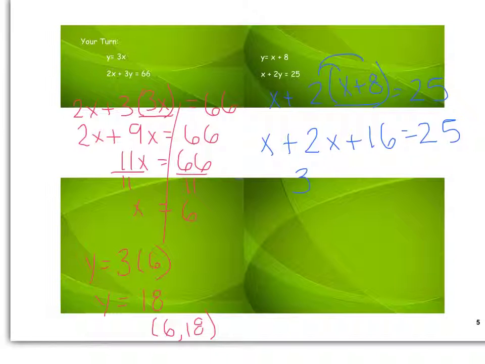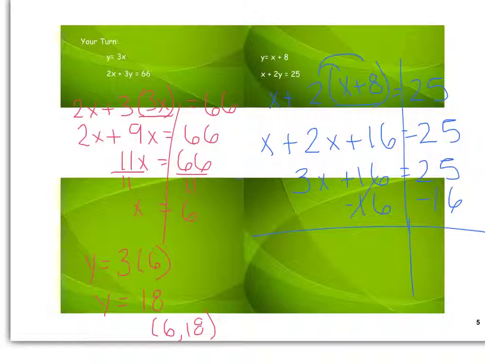So we've got x plus 2x is 3x, plus 16 equals 25. We want to get this x by itself, so I'm going to subtract 16 from both sides. Cancels there. 25 minus 16, we get 9 equals, we've got a 3x left over here. To get that x by itself, it's separated with multiplication, so we need to divide. X equals 3. Now, we're not done yet.